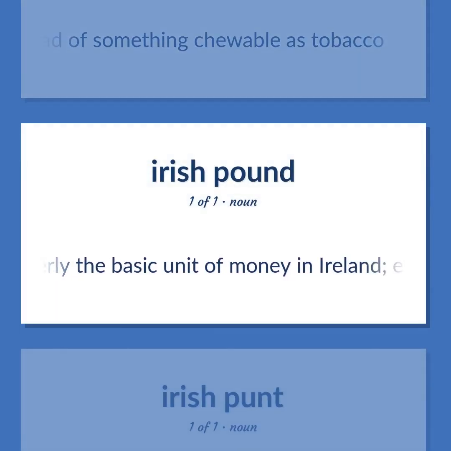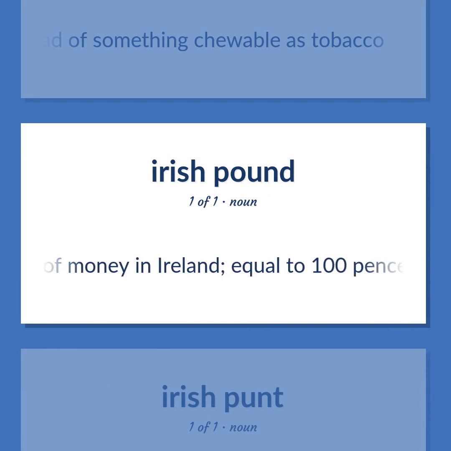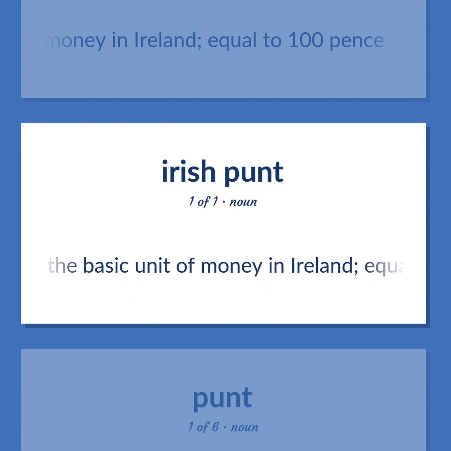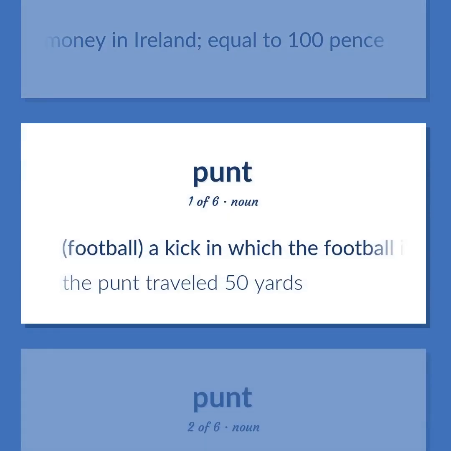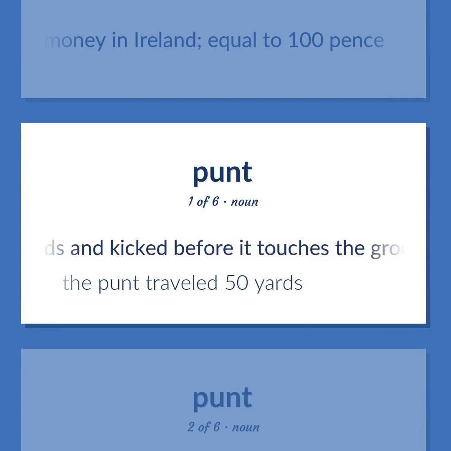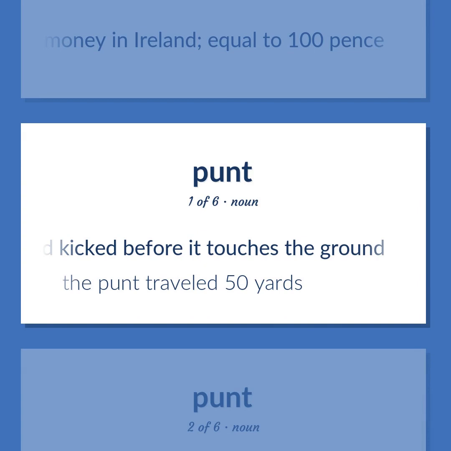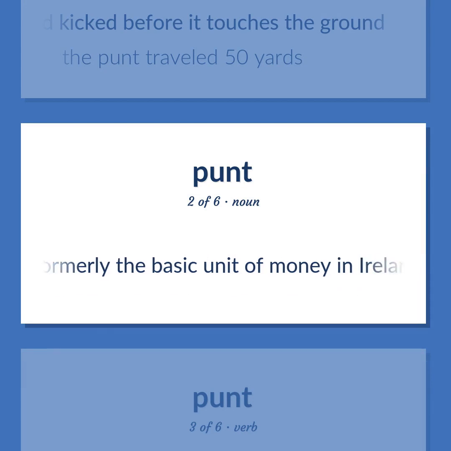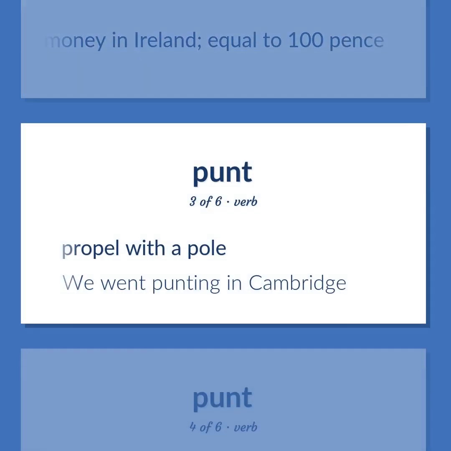Formerly the basic unit of money in Ireland, equal to 100 pence. Football: a kick in which the football is dropped from the hands and kicked before it touches the ground. The punt traveled 50 yards. Propel with a pole. We went punting in Cambridge.